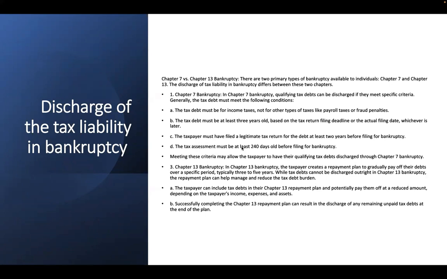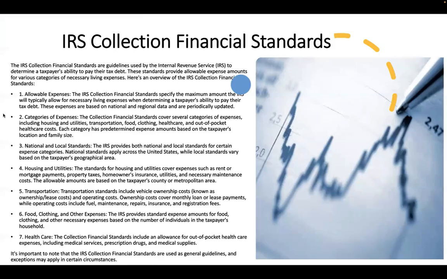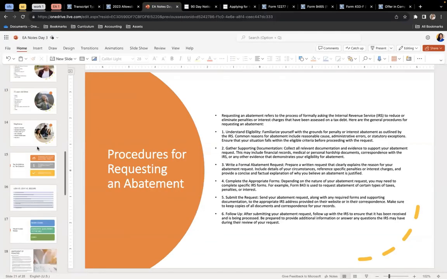The tax assessment must be at least 240 days owed before filing for bankruptcy. And that's all for your Chapter 7, where they can qualify if they meet these parameters to get their entire tax debt wiped out. You do have Chapter 13 bankruptcy, which generates a repayment plan and potentially pays them off at a reduced amount. So depending on the taxpayer's income, expenses, and assets, this might be the second option that they might want to consider. Let's look at a few scenarios.